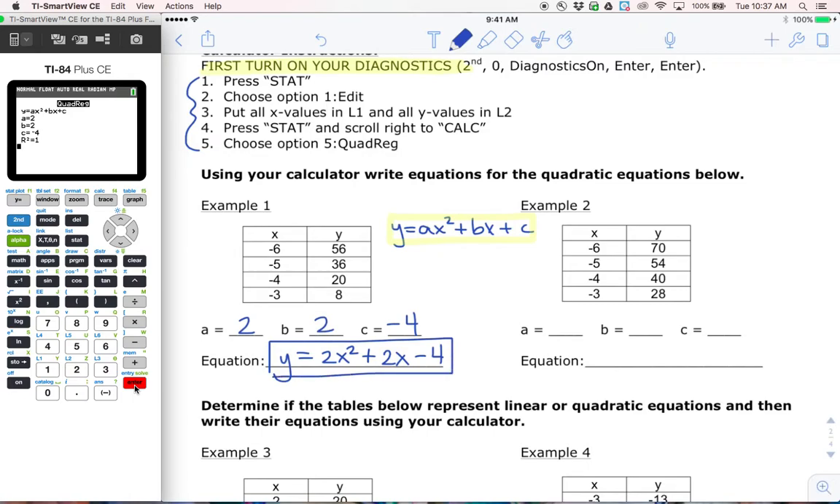All right, now we're going to do one more example, and I'm going to try and go as quickly as possible. We're going to go to stat edit again. I'm going to do example 2. My x's are the same, which is really nice, so now I just have to change my y's. So I'm going to type in over my numbers there, 70, 54, 40, and 28. All right, so we're going to go to stat, calc, option 5. I'm just going to press the number 5, and enter, enter, enter. All right, and now they're telling me that A is 1, B is -5, and C is 4.